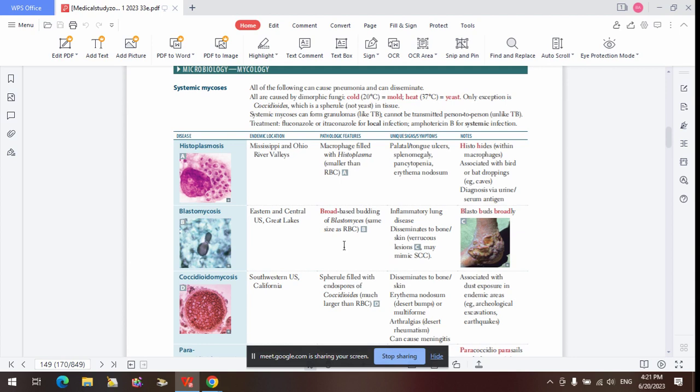Why the yeast form? The yeast form is the one that you typically have in the host, for example, human. And that one exists in an environment of higher temperature relative to the mold form. So the temperature for the yeast form is 37 degrees Celsius, like normal body temperature of human. So we have to pay attention to that. Yeast form, 37 degrees Celsius. The mold form is cold, 20 degrees Celsius. There's an exception, and Candida is the only exception to this rule. We are going to talk about it.